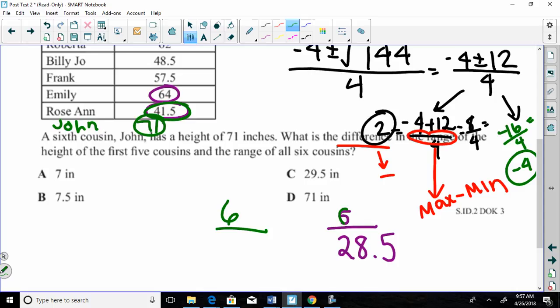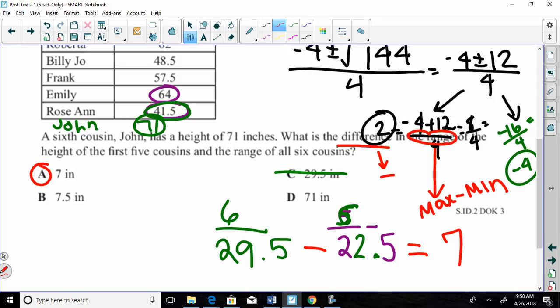This one's not 28.5. What is it? 22. Is that a 6 or a 5? This is a 5. So that's the first 5. Then this one, you end up getting 29.5. But you can see that's an answer right there. They're trying to trick you, because they want you to find the difference. They want you to subtract these 2 answers. What do you end up getting? 7.